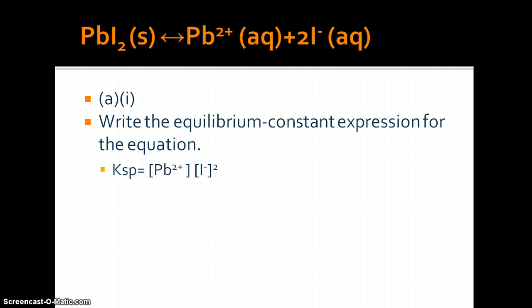First, write the equilibrium constant expression for the equation. That's Ksp equals Pb2+ concentration times I- concentration squared. That's because you only put the aqueous ions into the Ksp expression, and since I- has a coefficient of 2, then I- is squared.